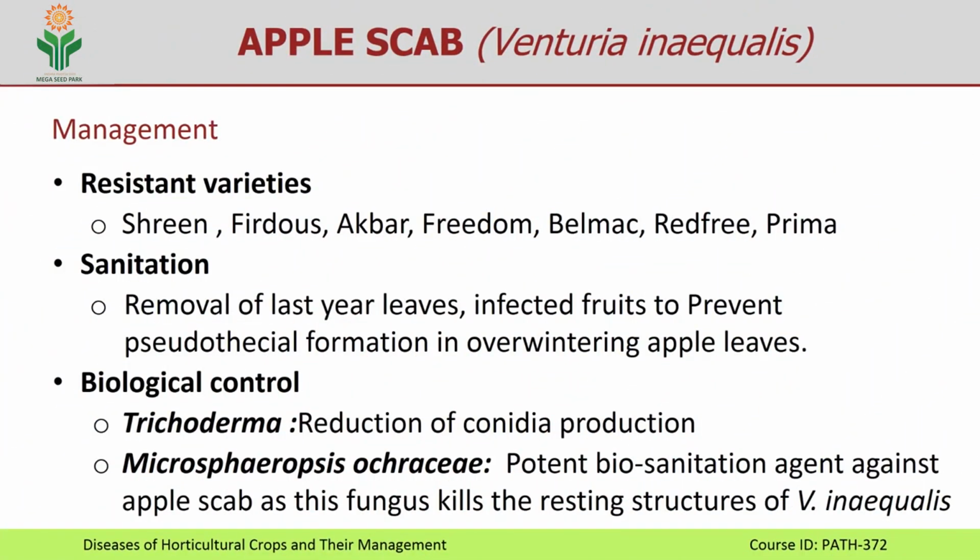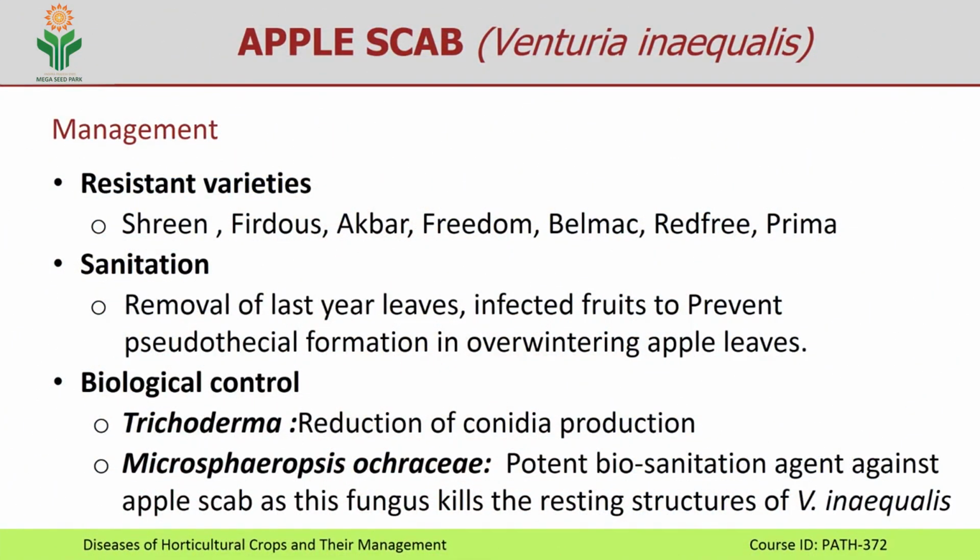Now coming to sanitation. What happens in sanitation? We have to keep our orchards clean. We have to see that there are no infected fruits or leaves lying on the ground, otherwise the pseudothecial bodies will develop. So to avoid the overwintering of our pathogen, we need to clean our orchards.